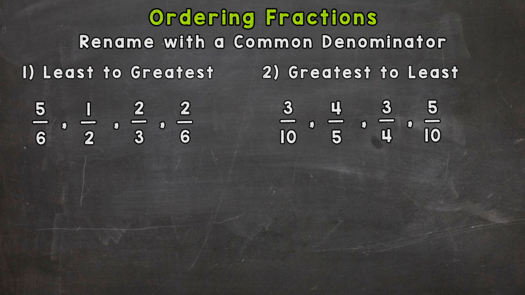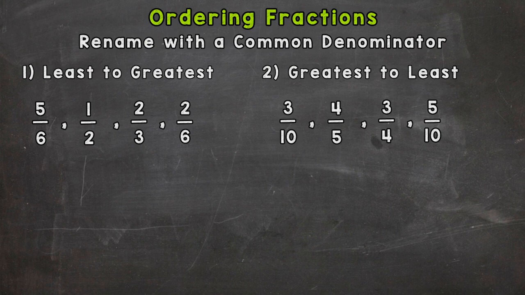So for number one, we have four fractions there: 5/6, 1/2, 2/3, and 2/6. So the first thing we need to do is we need to see, do they all have a common denominator? No. So we're going to need to find a common denominator and rename these fractions. That way it's very easy to order them.